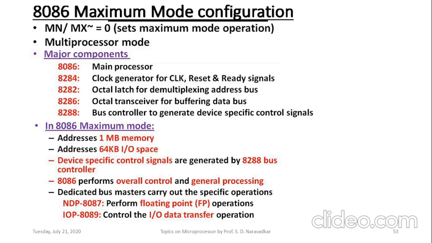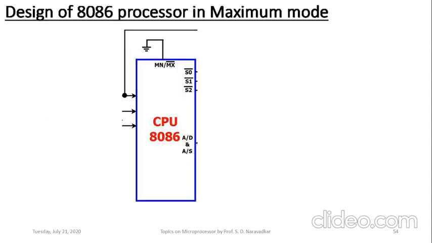Now the actual design here. Design of processor 8086 in the maximum mode. Now first of all, as usual, processor at the central place, 8086 CPU, where that MN/MX bar is connected to ground, so that maximum mode is ensured. Some of the control signals are shown here, active low status signals on the right side, multiplexed address data and address status on the right side.